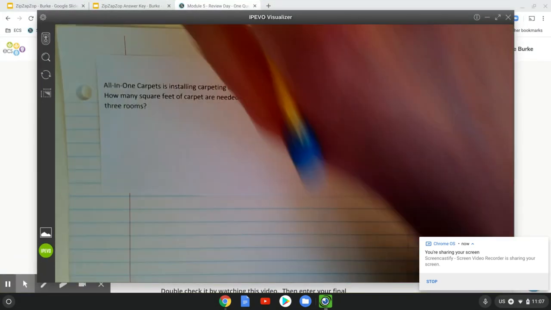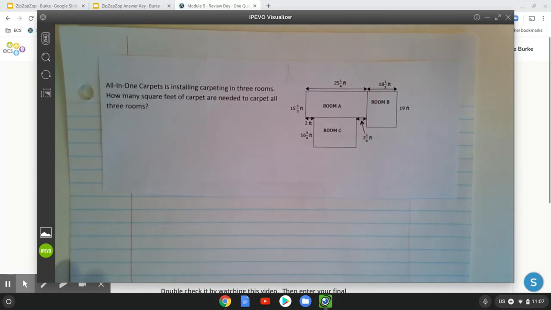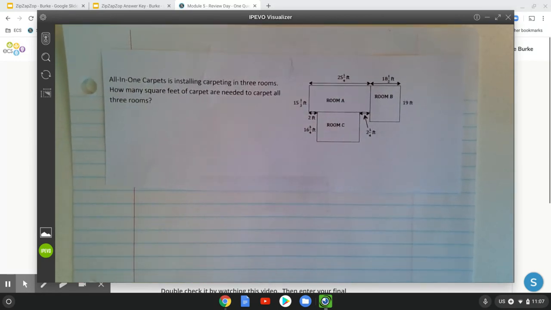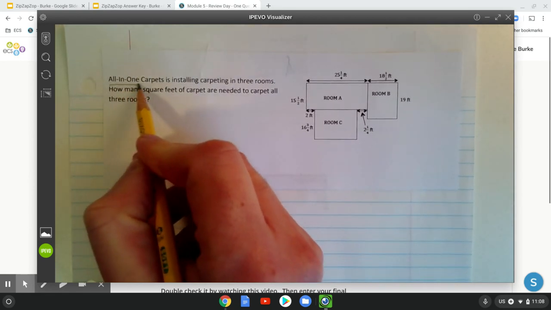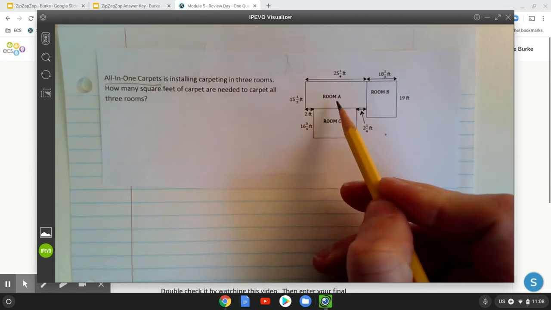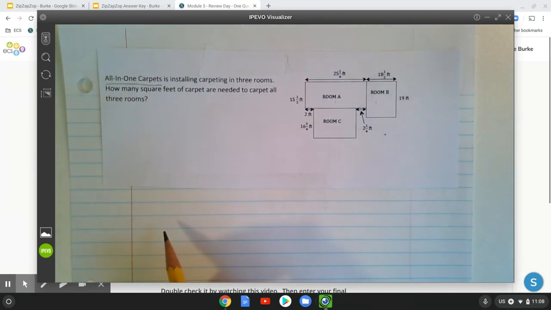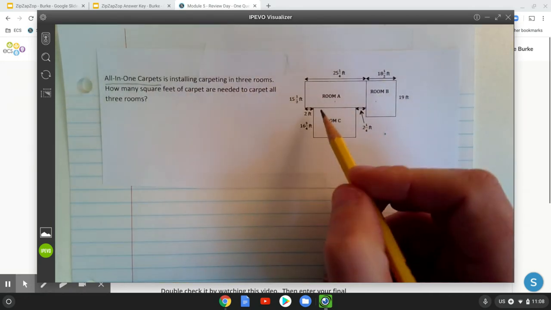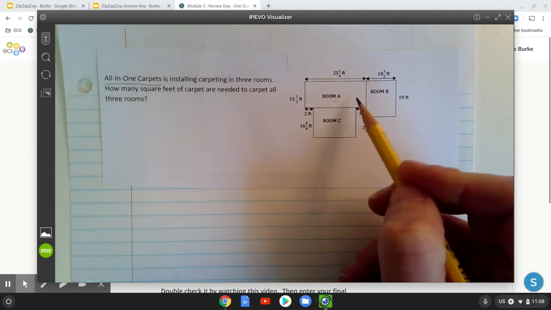Let's look at this question that I asked you to work on for homework. All-in-one carpet, the name of a carpet company, is installing carpeting in 3 rooms: Room A, B, C. How many square feet of carpet are needed to carpet all 3 rooms? Really this is an area question, and I just need to find the area of each of these rooms.